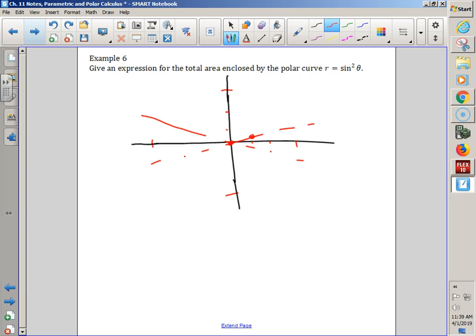At pi over 2, isn't he 1? And 1 squared is 1. At 5 pi over 6, isn't he 1/2? And 1/2 squared is 1/4. He's kind of boring. At pi, isn't he 0? Well, there's one part of him.